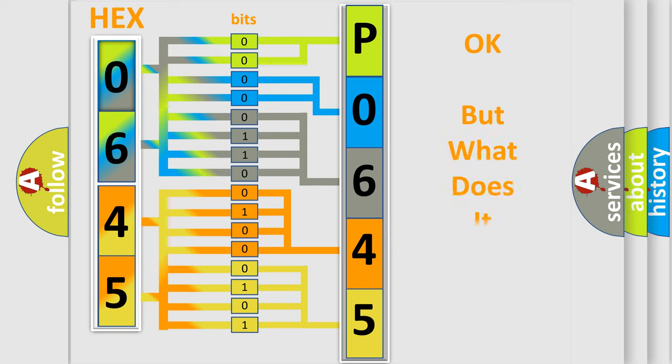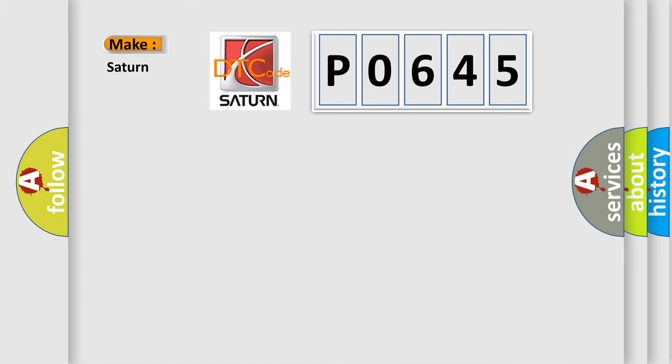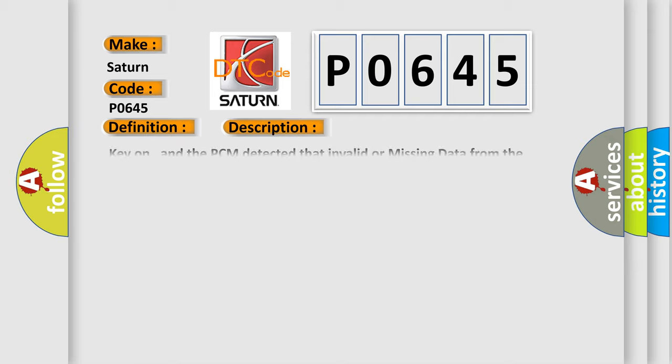The number itself does not make sense to us if we cannot assign information to what it actually expresses. So, what does the diagnostic trouble code P0645 specifically mean for Saturn vehicles? The basic definition is data circuit message. And now this is a short description of this DTC code.